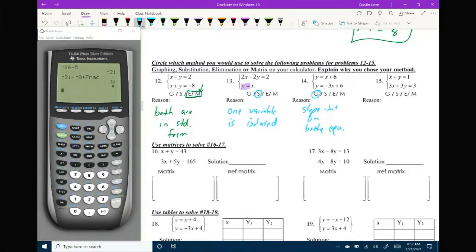All right, number 1, x's are lined up, y's are lined up, equals numbers. That means I am in standard form, and once again, I am in elimination or matrix, and the same thing, both are in standard form.